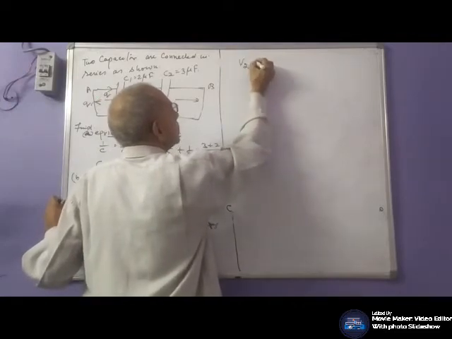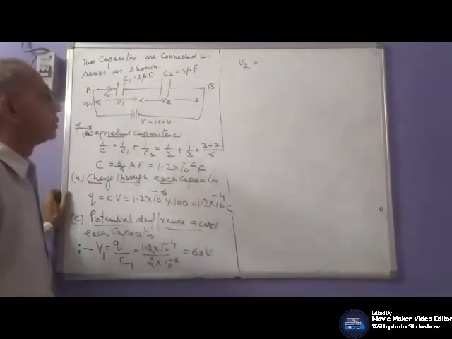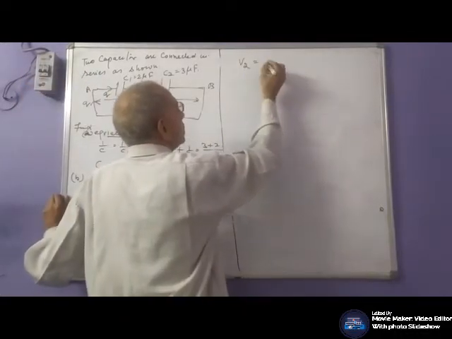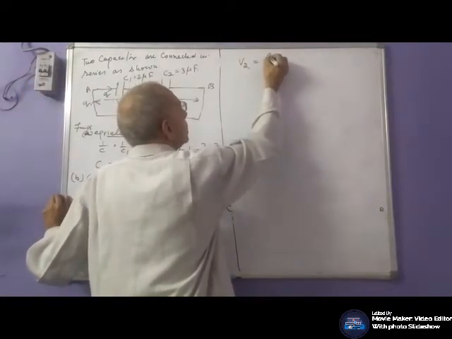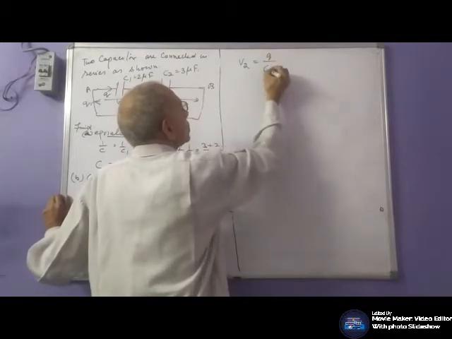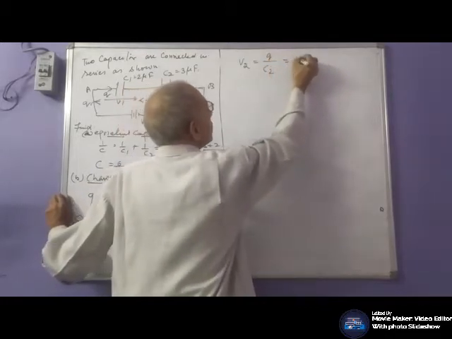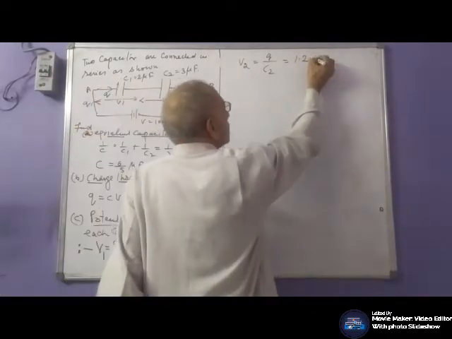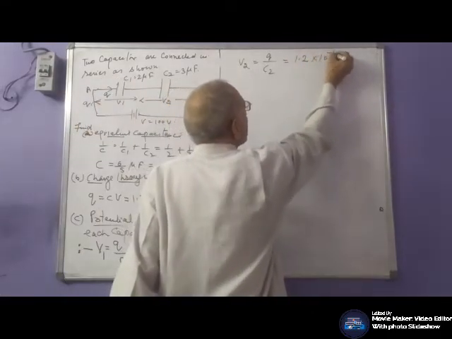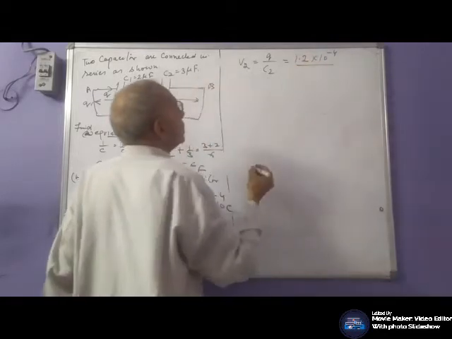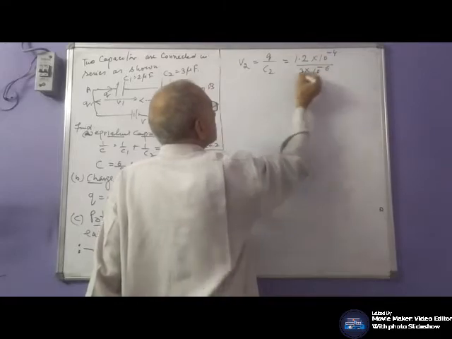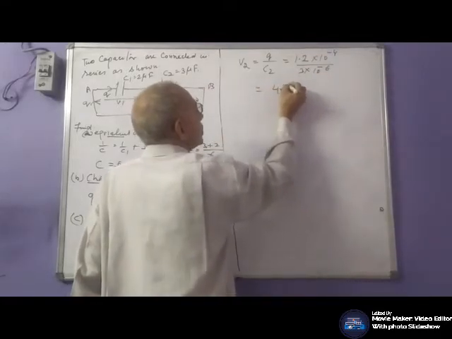V2 equals Q by C2, Q is 1.2 times 10 to the minus 4, C2 is 3 times 10 to the minus 6. It is 40 volt.